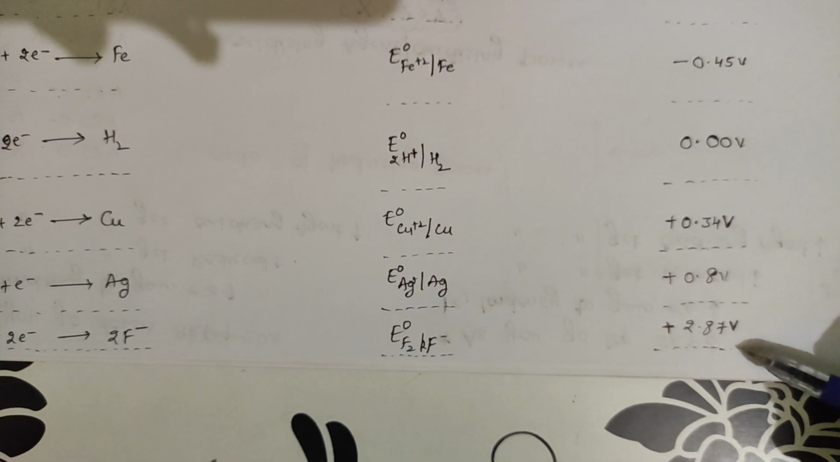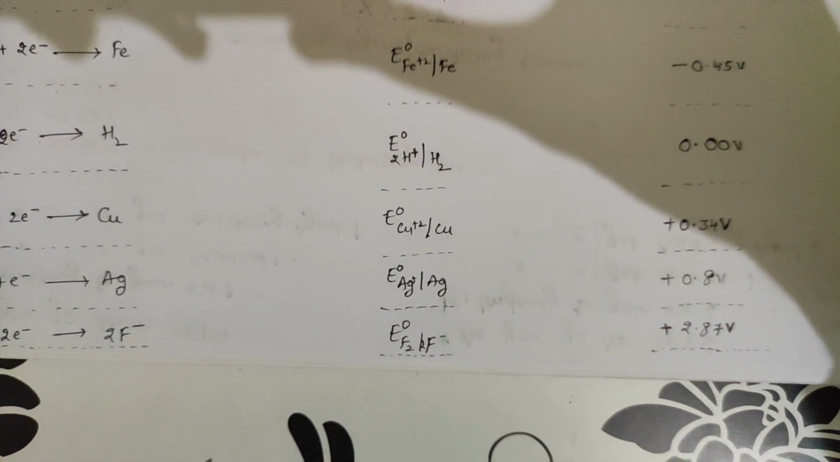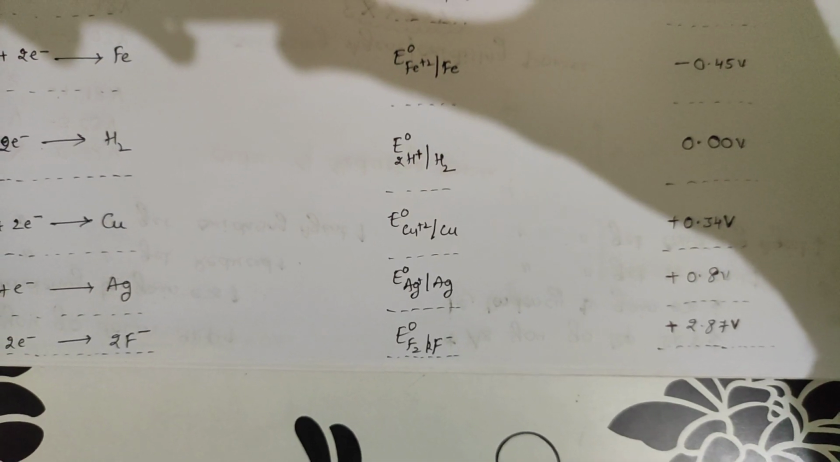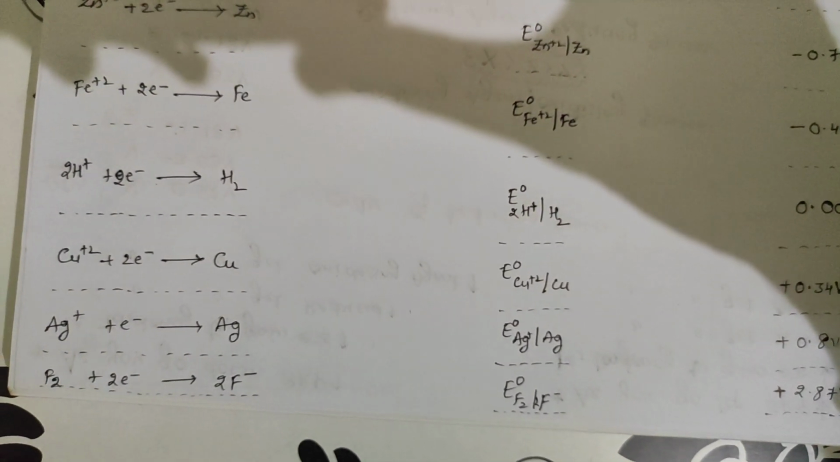This one, whichever is below, will be undergoing reduction. The hydrogen will be undergoing oxidation, so the reaction will become reverse. H2 gets converted to 2H+ plus 2 electrons.